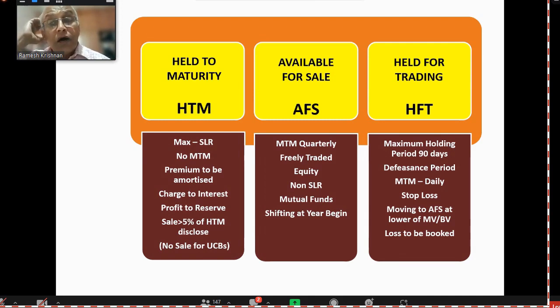It will be marked to market mandatorily every quarter. When you declare the quarterly results, it has to be marked to market. But mostly banks do it at least monthly. And it is freely traded.